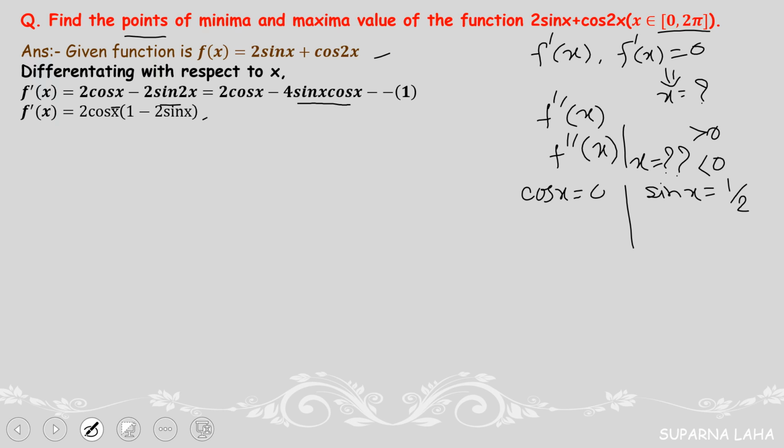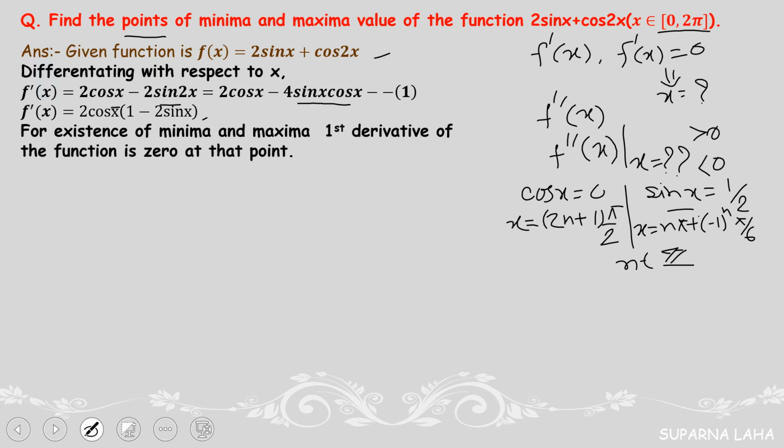So we all know how to find the general value for the trigonometric function. So cos x is 0, that means x is an odd multiple of pi by 2, that is (2n plus 1) into pi by 2, and if sin x is half, then x is n pi plus minus 1 whole to the power n into pi by 6, where n belongs to the set of integers. So this is the general value given.